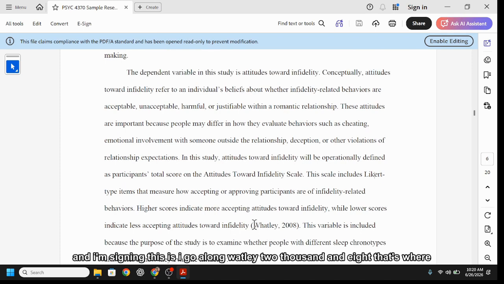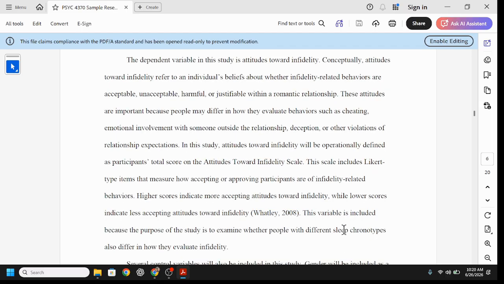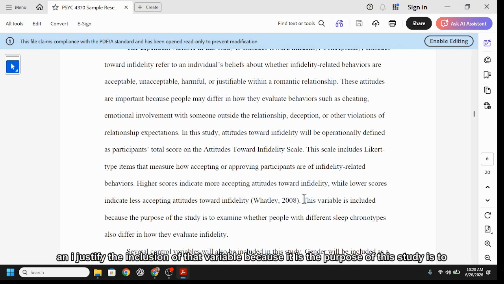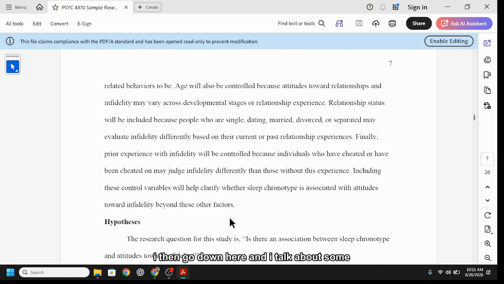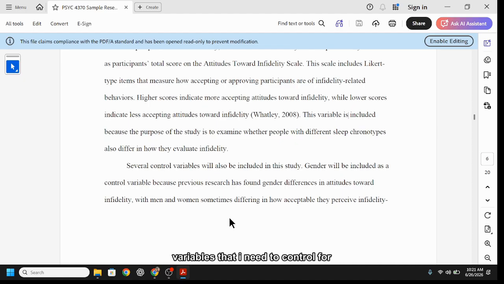And I'm citing this as I go along. Whatley 2008, that's where the attitudes towards infidelity scale came from. And I justify the inclusion of that variable because the purpose of the study is to explore infidelity and sleep chronotypes. I then go down here and I talk about some variables that I need to control for. There are several that I have decided on.